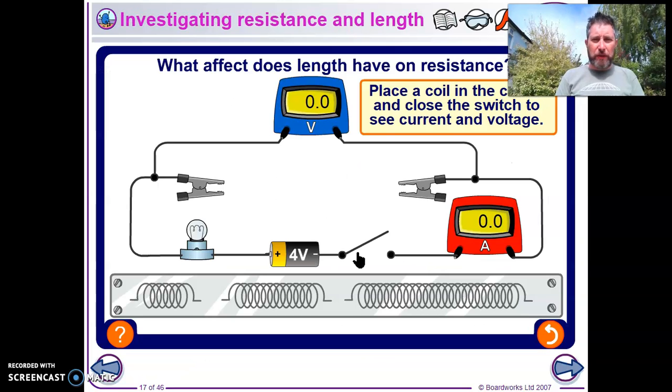So, this is what we can do. Well, we can set up a circuit like this. Here's a voltmeter, which is in parallel across the wire. There's an ammeter there, which is in series. We have a cell, we have a bulb, and we have a switch.